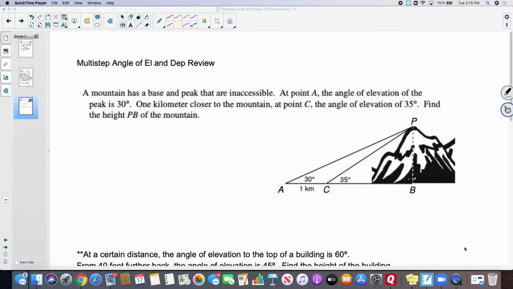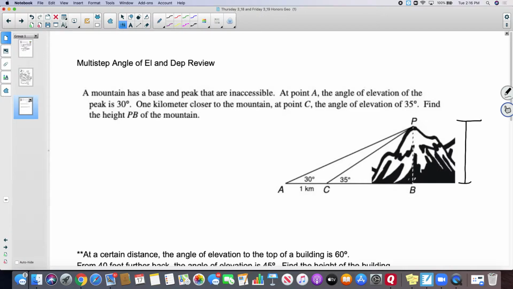All right, the first one says a mountain has a base and peak that are inaccessible. At point A, the angle of elevation of the peak is 30 degrees. 1 kilometer closer to the mountain at point C, the angle of elevation is 35 degrees. Find the height, PB, of the mountain. So this is where I'm going to make the height of the mountain X, and I'm going to make the distance from C to B Y.